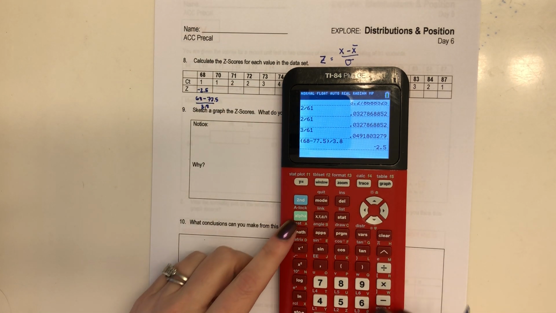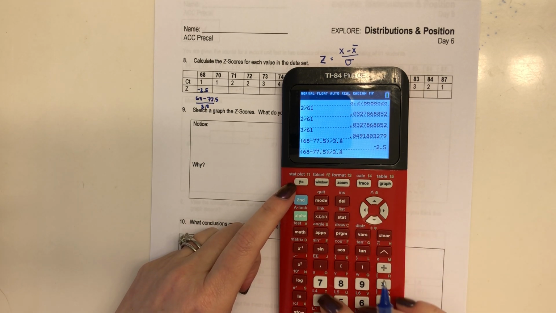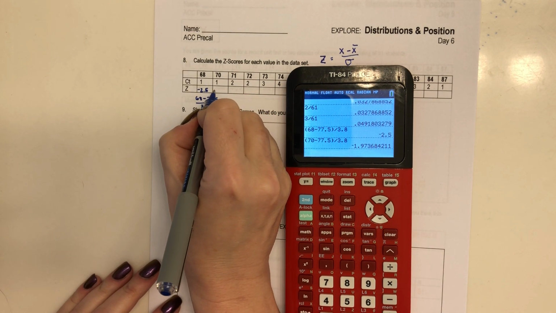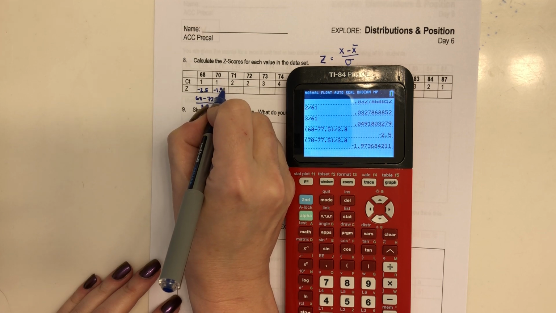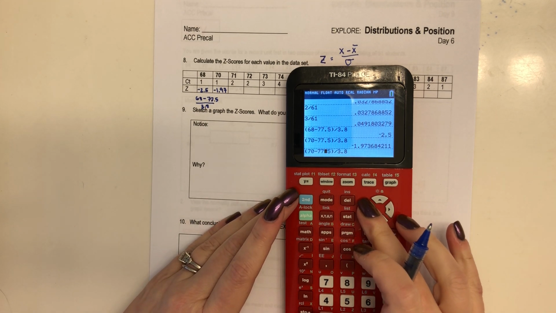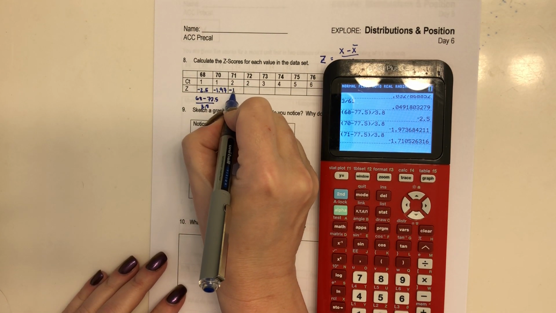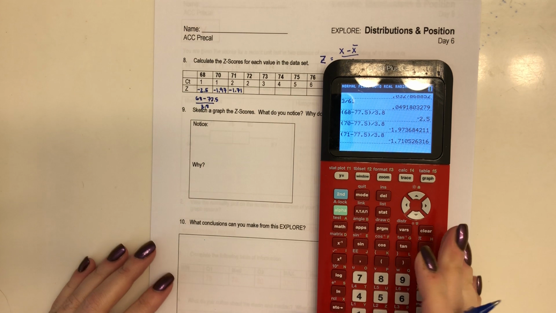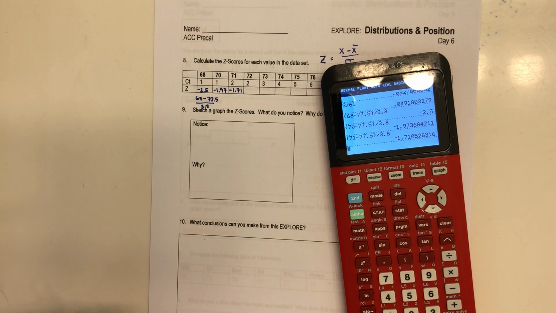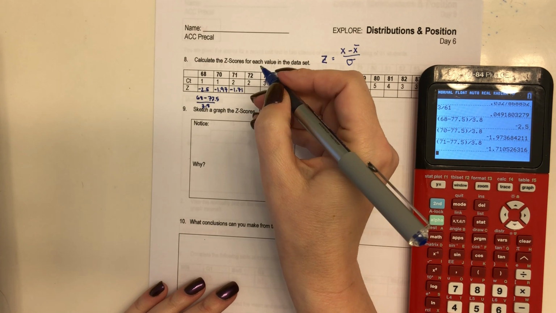Now you're going to go to the next one. So I'll just do second enter, and I'm going to change that first value over to a 70. And I get negative 1.97. All right, and then I'm going to go back again and change that to a 71. And I get negative 1.71. All right, so at this point, I'm going to let you run those calculations out yourself so that you get really comfortable making all your calculations. So please make your calculations, go all the way across.